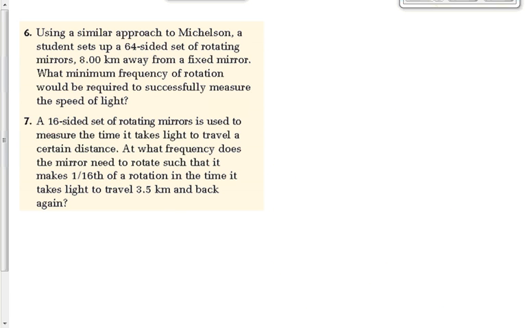All right, let's solve this one now. We've got a distance here for number 2 of 7,000 meters. We're looking for the frequency.